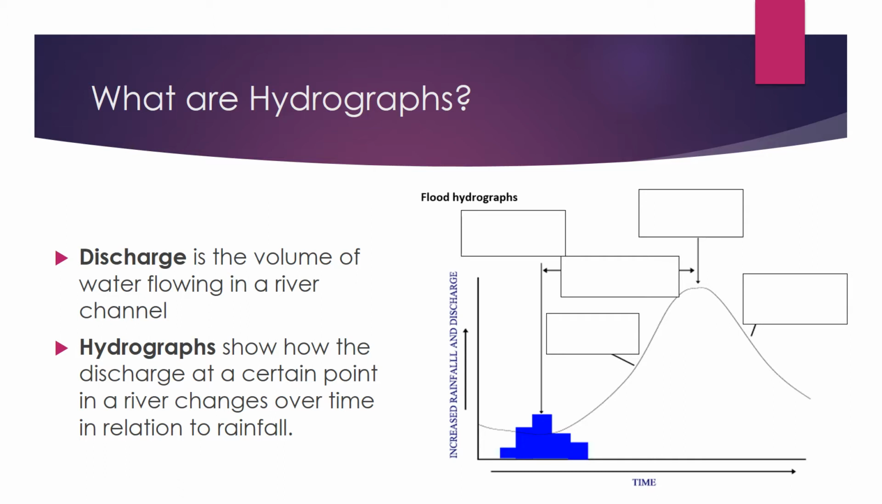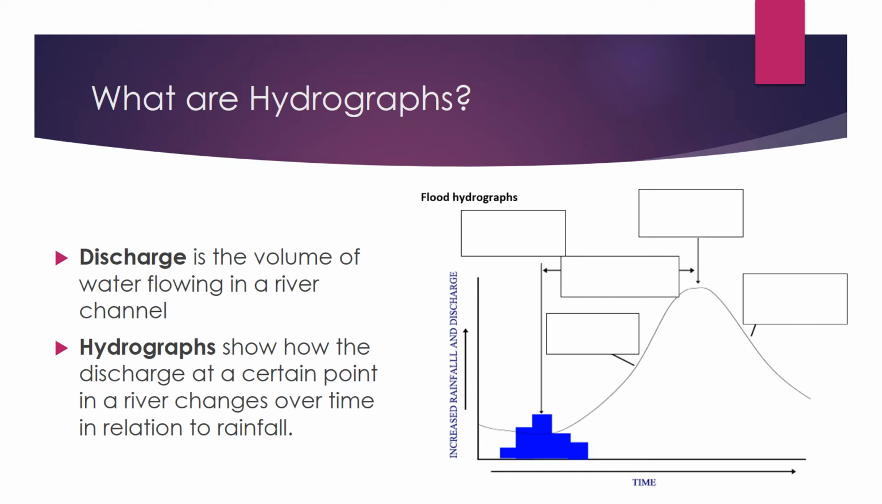Before I explain what a hydrograph is, there is a keyword you need to know. This keyword is discharge. And this is the volume of water flowing in a river channel per second, measured in cumecs, i.e. cubic meters per second. Hydrographs show how the discharge at a certain point in a river changes over time in relation to rainfall.